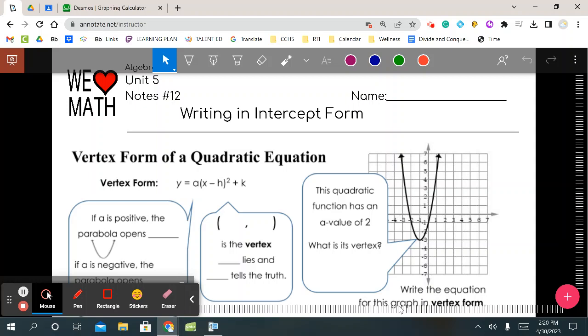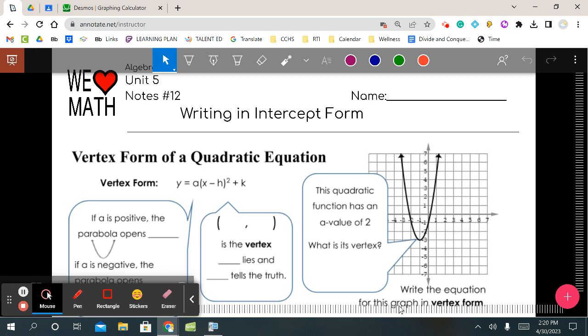Okay, the next notes that we're going to do is notes number 12, Unit 5, writing in intercept form. So we have talked about vertex form. We're going to continue to talk about vertex form. We talked about standard form. And today is another form that we can use, which is intercept form.